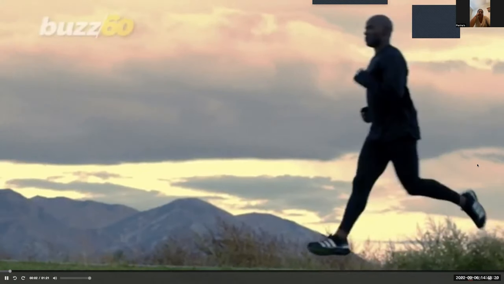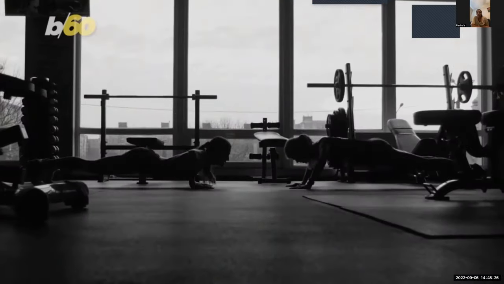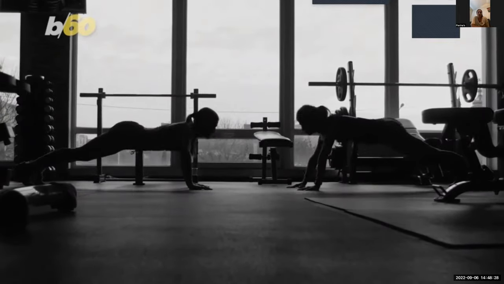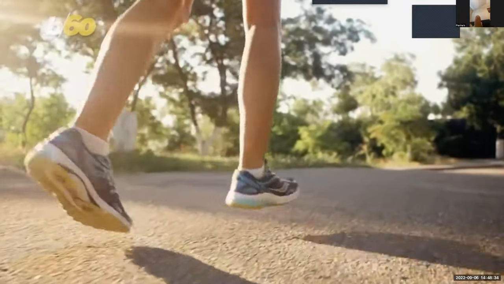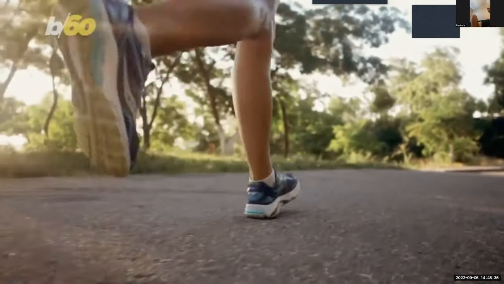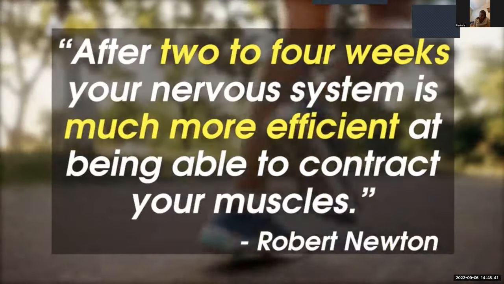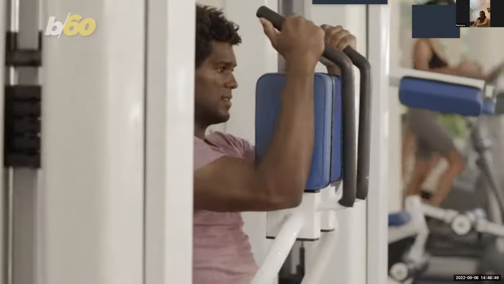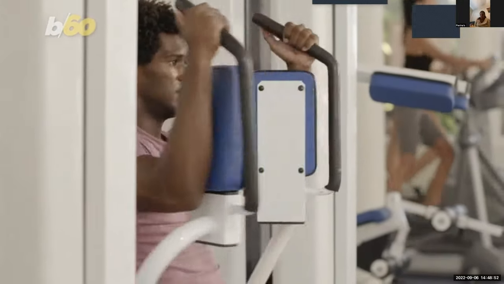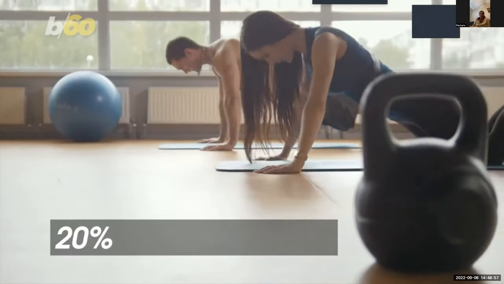Get fit quick. You've probably heard all the promises to get in shape in no time. Well, Business Insider reports that some health experts are chiming in on how you can get fitter in 30 days or less. First of all, get moving. Robert Newton, director of Edith Cowan University's Exercise Medicine Research Institute, told Australia's 9 News that after 2 to 4 weeks, your nervous system is much more efficient at being able to contract your muscles. Even a few minutes will have benefits. Researchers at McMaster University found that a set of 3 20-second bursts of all-out vigorous exercise can improve a person's fitness by 20% in 3 months.